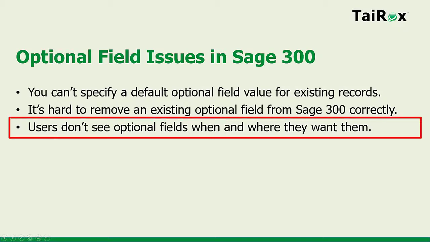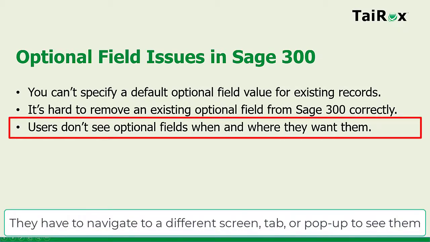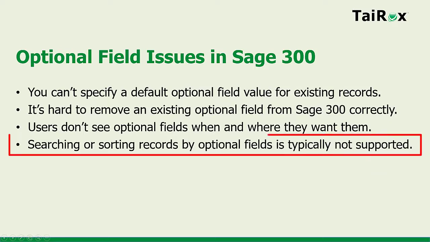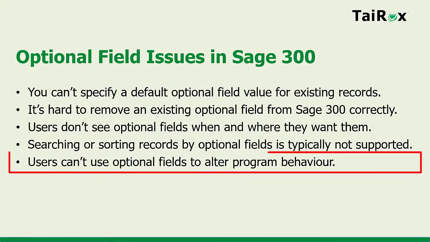Users don't see optional fields when and where they want them. They have to navigate to a different screen, tab, or pop-up to see them. Searching or sorting records by an optional field is typically not supported. And users can't use optional fields to alter program behavior.